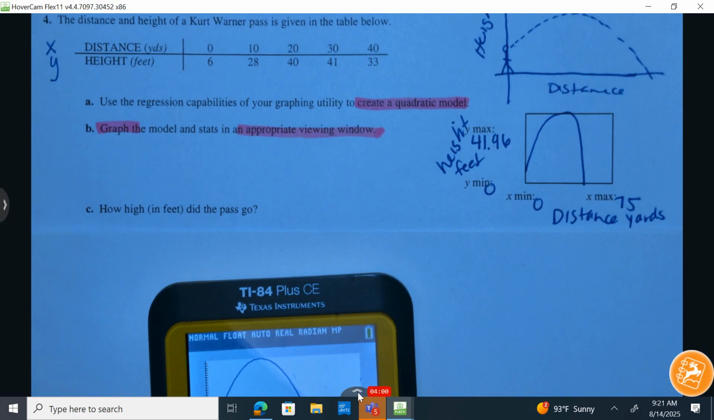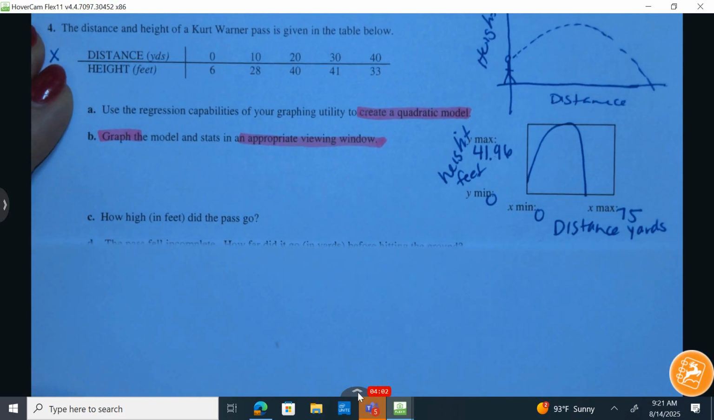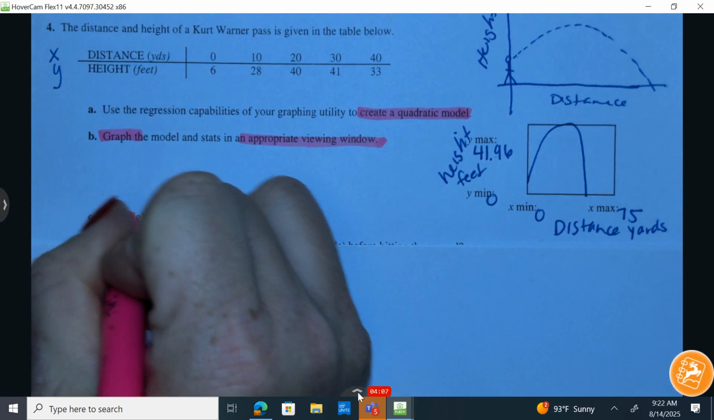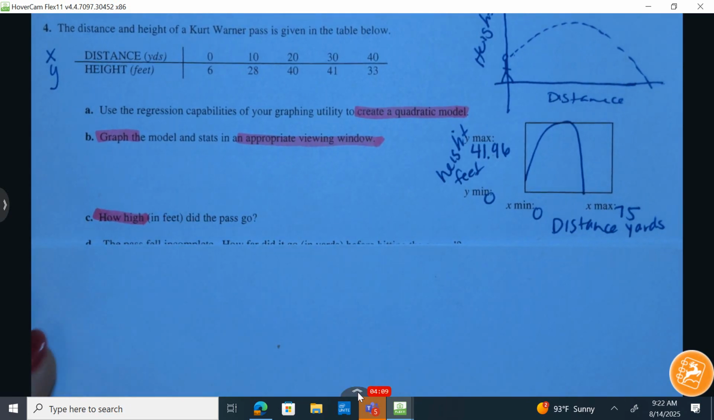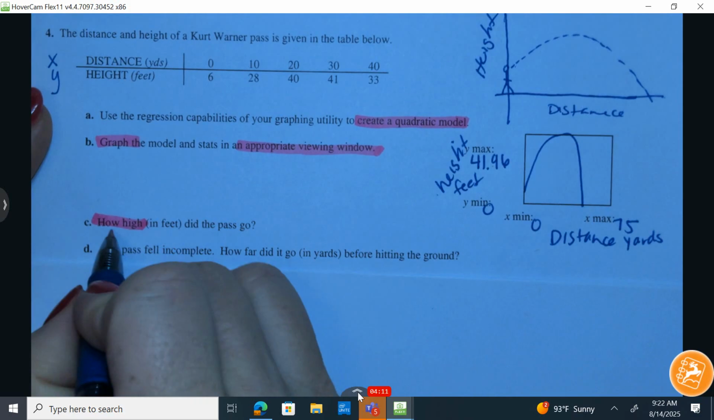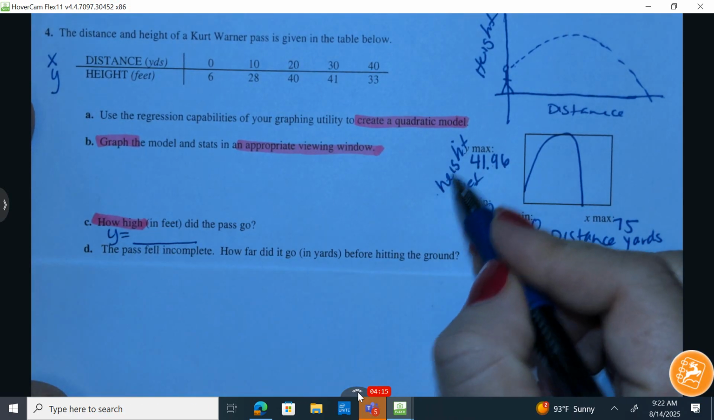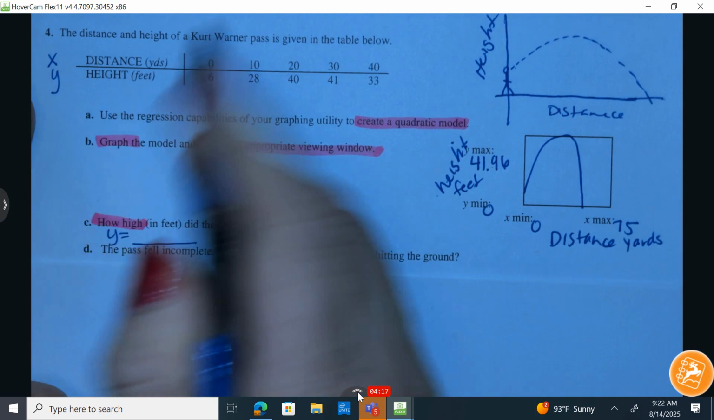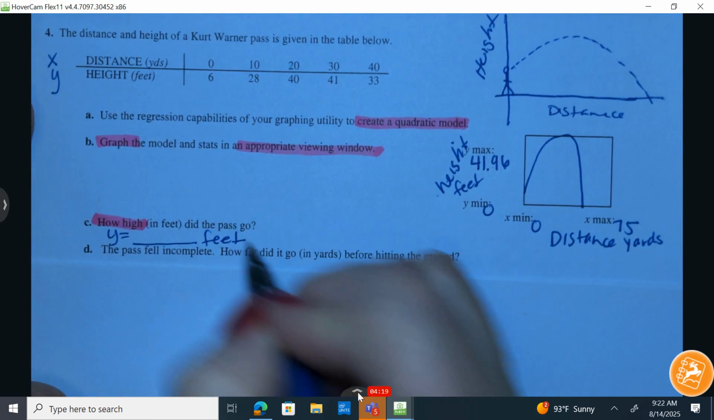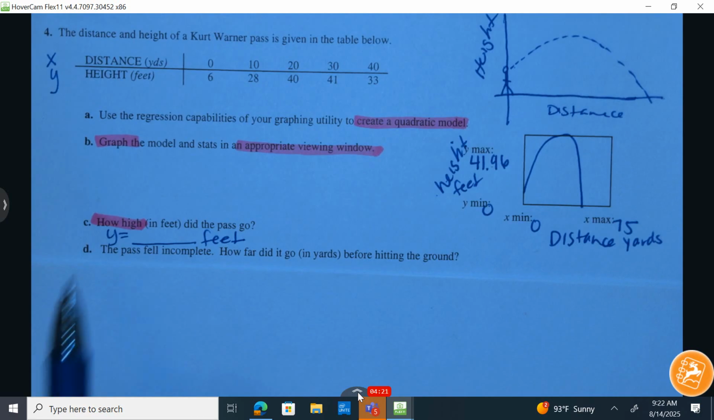Coming back now, we are going to go on to part C. We have 3 more parts here. I want you to take that highlighter, and we're going to highlight how high. Then I go back and I'm like, high. Okay, they're talking about height. They want to know a Y value, so please put Y equals. We can see that the height of the football is measured in feet, and we do need to make sure that we are correctly labeling the units. So how high did the pass go?